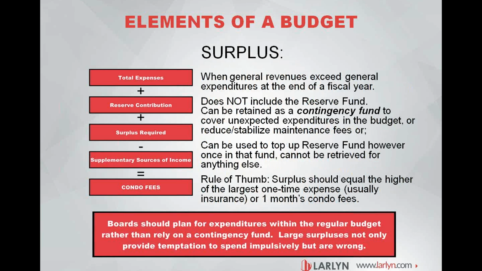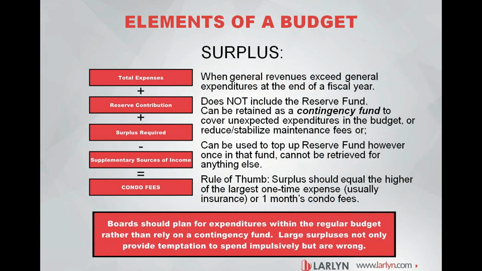The surplus can also be used to top up the reserve fund. However, once the surplus money is put into the reserve fund, it cannot be retrieved for anything else. A rule of thumb is that a surplus should be equal to the higher of the largest one-time expense, which is usually insurance of the corporation, or 1 month's condo fees. So for example, in a 50-unit townhouse corporation, the expense of insurance is typically the highest expense and would roughly come in at $6,000 or $7,000 a year.